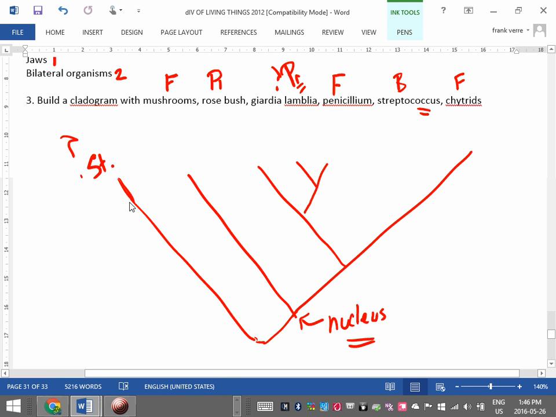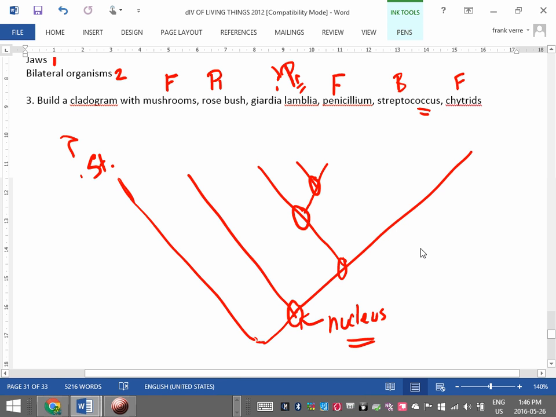So, Streptococcus, which I'll just abbreviate ST. It does not have a nucleus. It's bacteria. Everything else has a nucleus. Okay? They're all eukaryotic cells. I'll also ask you for points in your cladogram to distinguish the groups.